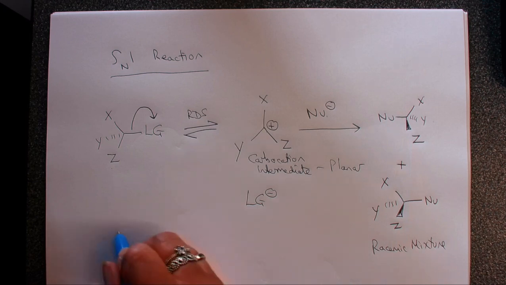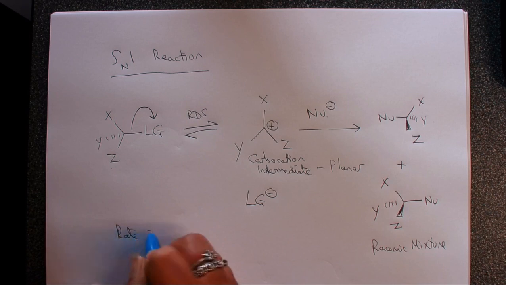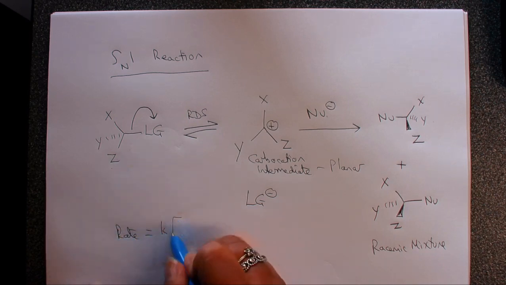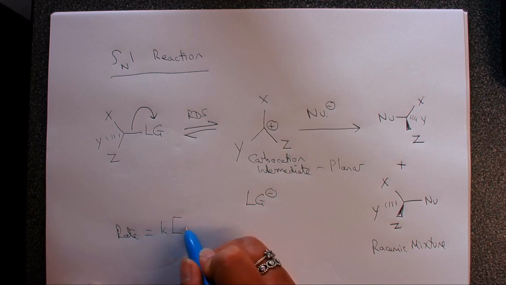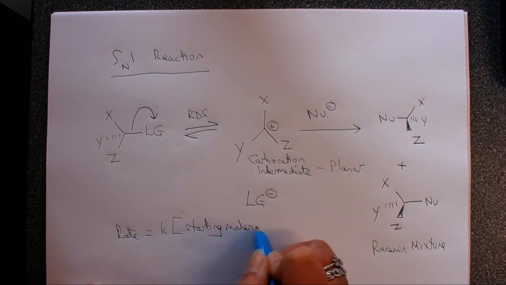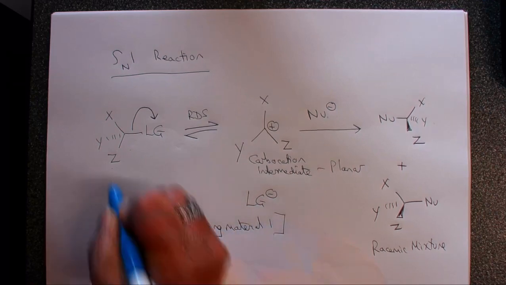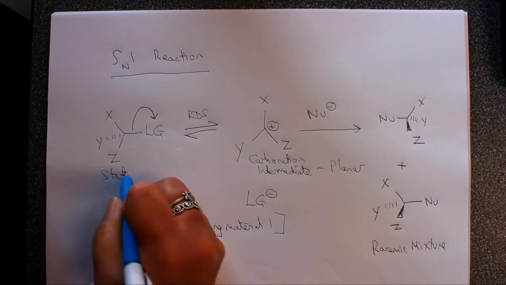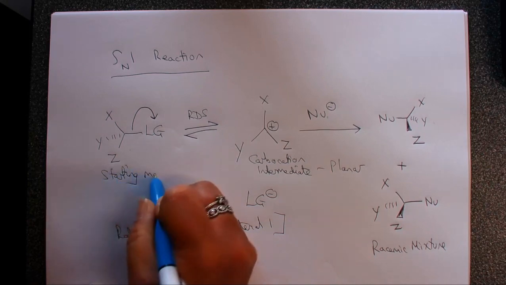And also just to note that the rate is only dependent on this one species, so it will be equal to a constant times the concentration of the, we just call it starting material 1. And we call this here starting material 1, just so you're clear which we're talking about.